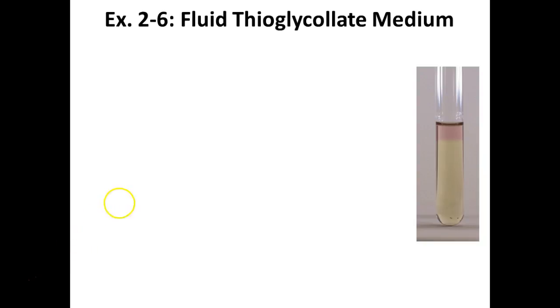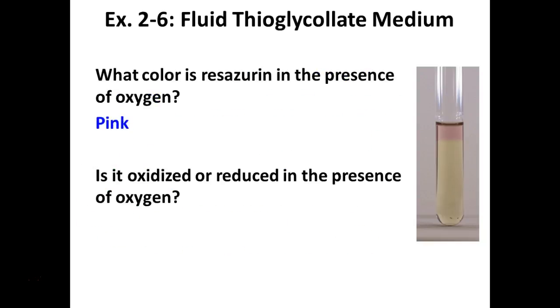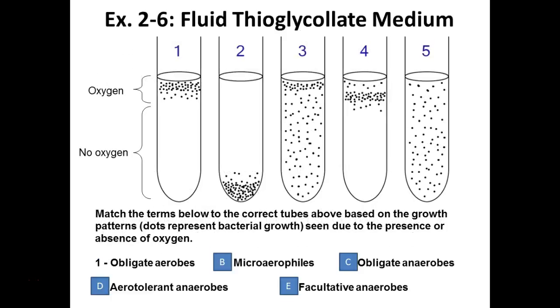So we found out with our fluid thioglycolate tubes, our organisms were one type or another as far as their oxygen classification. So what were our two choices for our organisms?